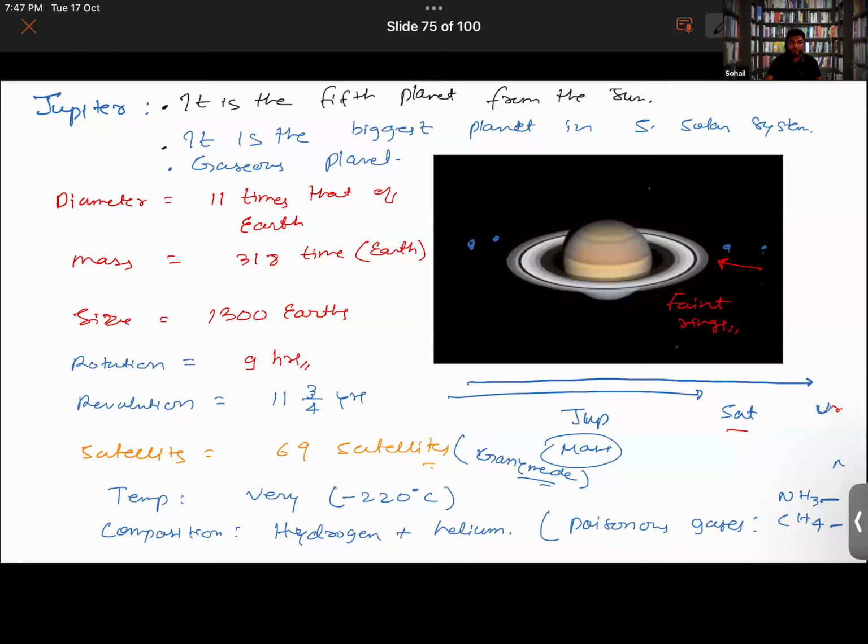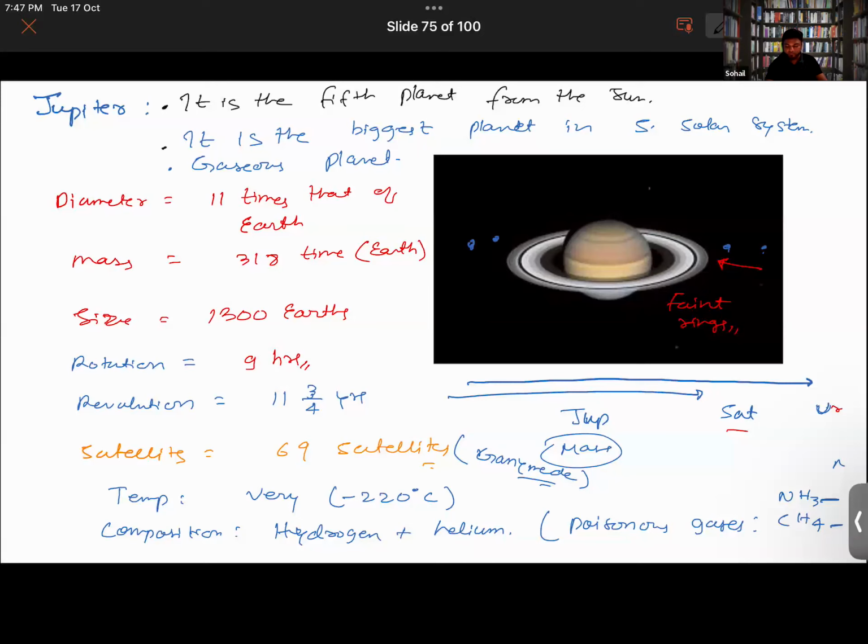Then we talked about the biggest planet of the solar system. That is Jupiter. So it is also very bright. And it is made up of mainly two elements. Namely, what are they? Hydrogen and helium. How many moons does it have? About 69 satellites.